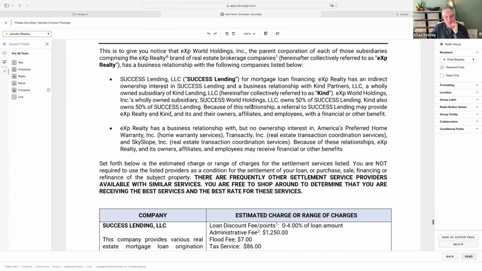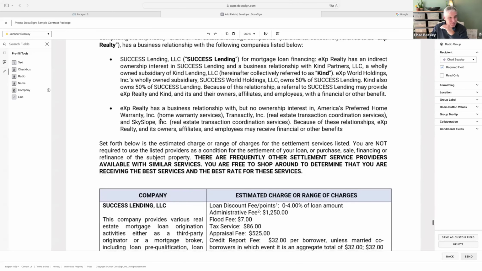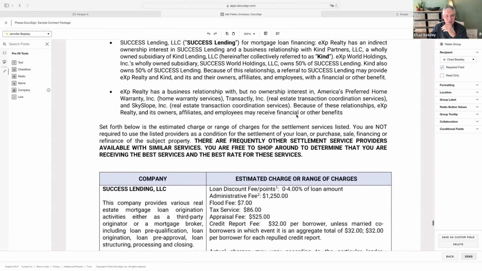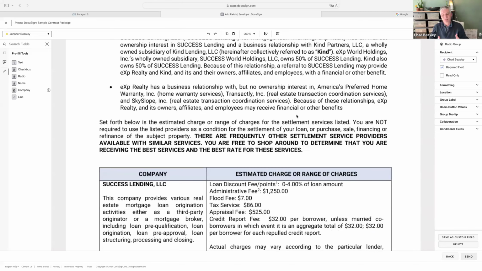And it talks about Success World Holdings, which is owned by EXP, owns 50% of Success Lending. EXP Realty also has business relationships with, but no ownership interest in, America's Preferred Home Warranty, Transactly, which is a real estate transaction coordinator service, and SkySlope, so it's just disclosing those relationships. So I always present this one as, hey, this is just disclosing companies that EXP has a business relationship with.